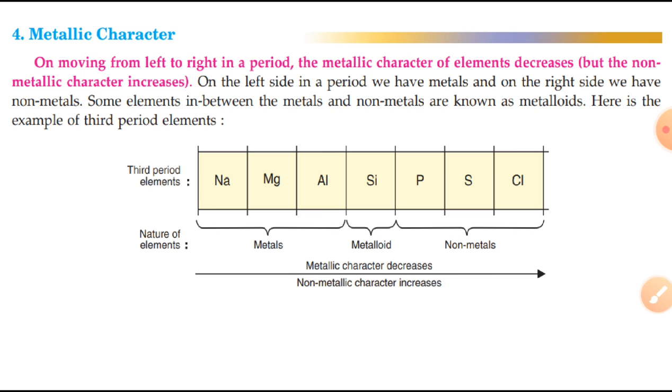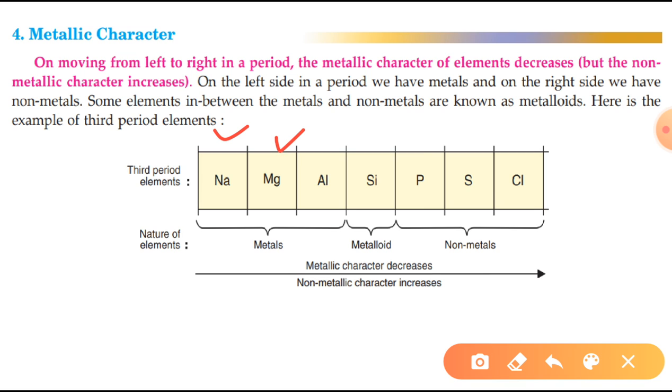Here, metallic character. So students, again we have selected the third period to understand it. While moving from left to right, the metallic character decreases. Okay, we can even say the non-metallic character increases. Let's understand why so. Sodium is highly reactive metal. Magnesium is reactive metal, but it is lesser reactive when we compare it with sodium. Then aluminium is also metal, but not so reactive. So this is the decreasing order of their reactivity.